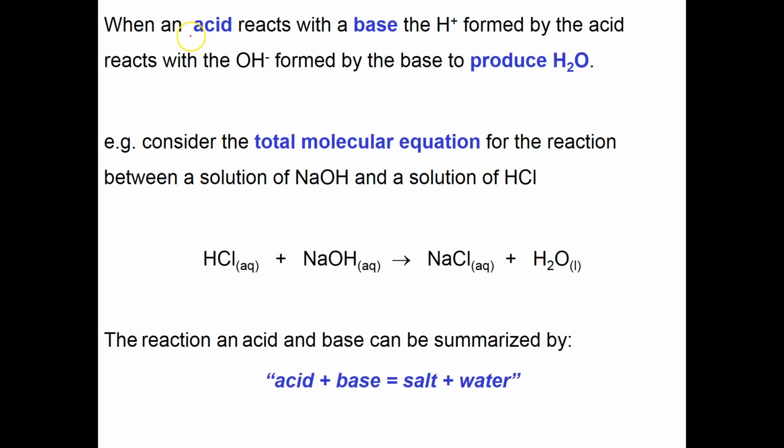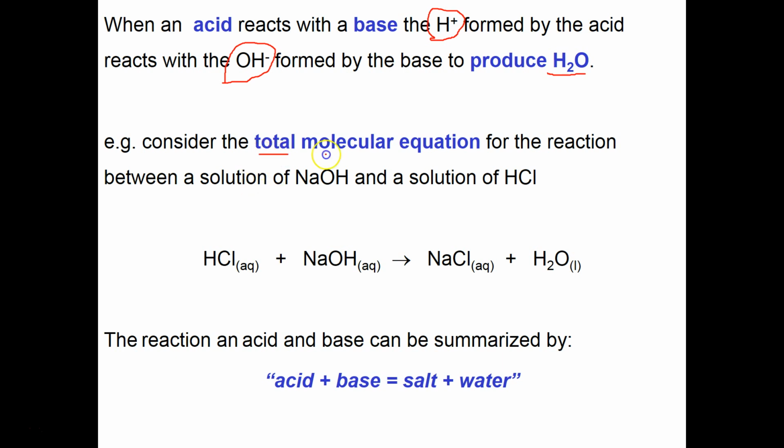So finally, we get to talk about how acids and bases react with one another. What happens when an acid reacts with a base is that the hydrogen ions formed by the acid will react with the hydroxide ions formed by your base to make water. So H plus plus OH minus will give you water. We can write the total molecular equation, the total ionic or overall ionic equation, and also the net ionic equation for an acid-base reaction, just like we were doing for precipitation reactions.